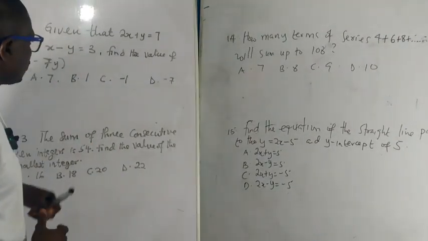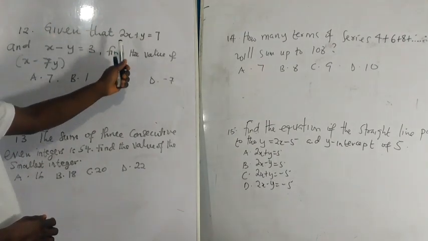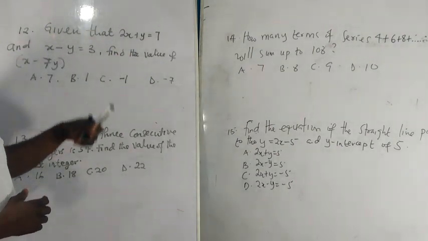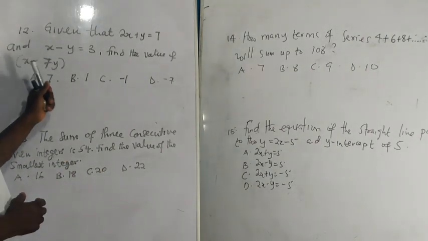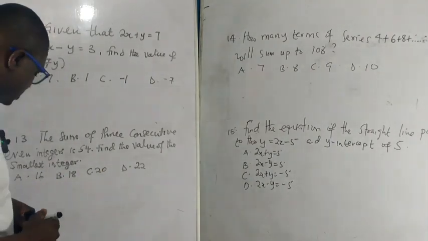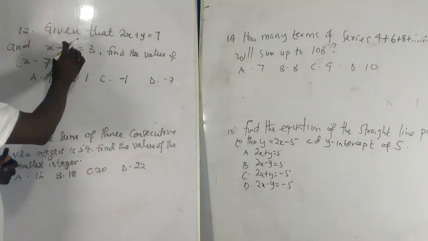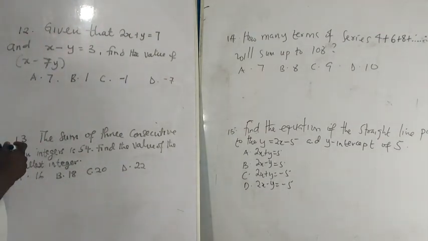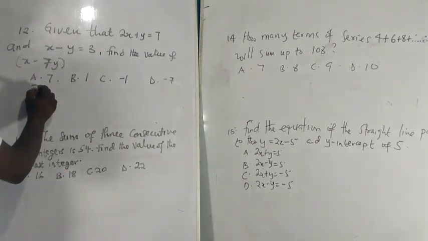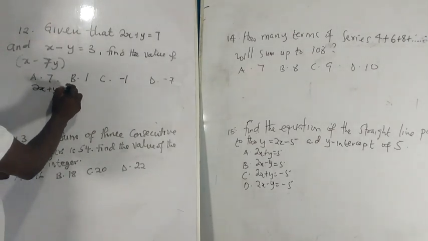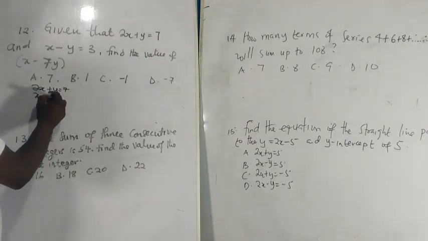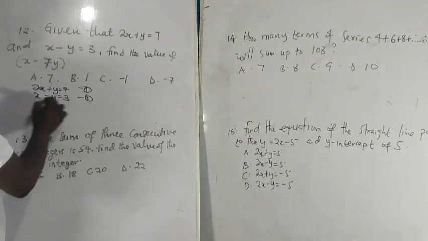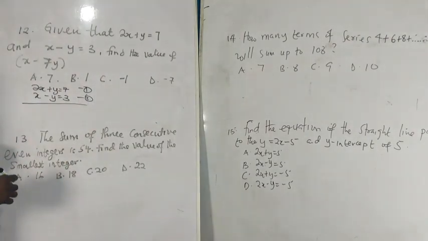Looking at question number 12, you are given that 2x plus y is equal to 7 and x minus y is equal to 3. Find the value of x minus 7y. So the first thing you do is see that these two expressions are simultaneously giving us two expressions. So let's make it two equations. We have 2x plus y is equal to 7 and then x minus y is equal to 3. So the first equation and then the second equation. We can solve this simultaneously.